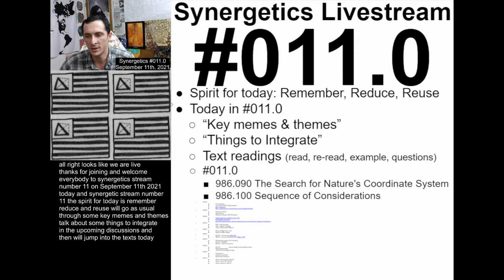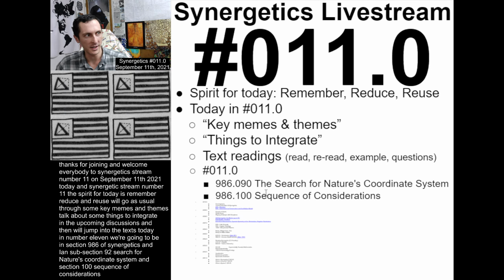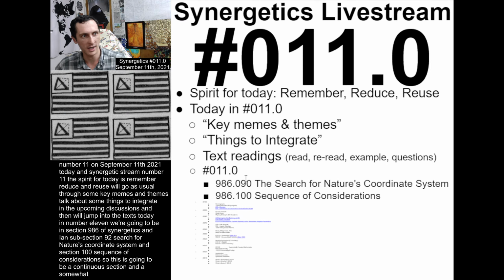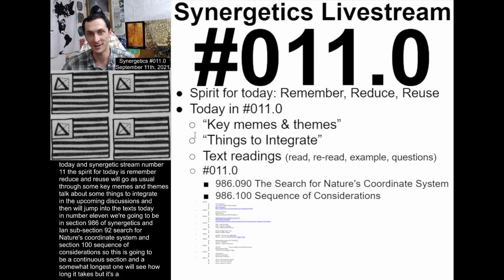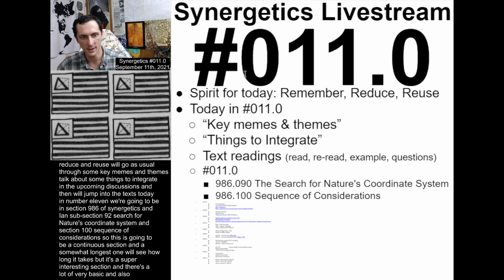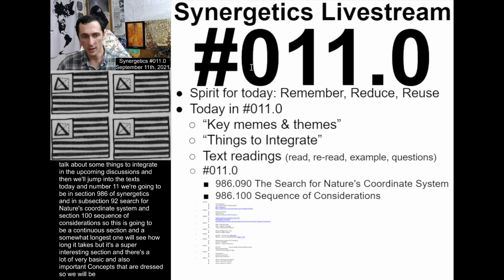Today in number 11, we're going to be in section 986 of Synergetics, and in subsection 90, the search for nature's coordinate system, and section 100, sequence of considerations. So this is going to be a contiguous section and a somewhat longish one. We'll see how long it takes, but it's a super interesting section, and there's a lot of very basic and also important concepts that are addressed. So we will be jumping right in.